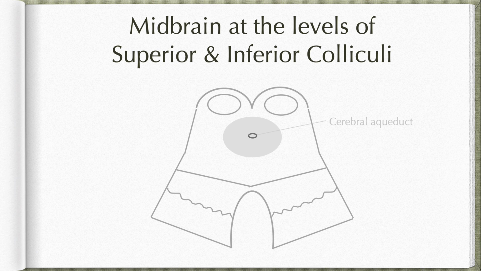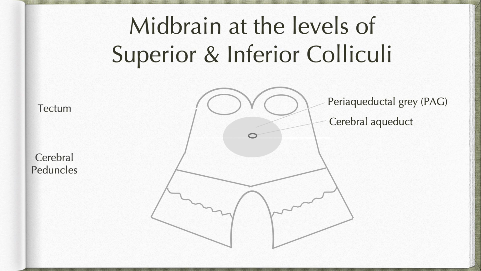Right in the middle, we have cerebral aqueduct surrounded by a mass of grey matter known as periaqueductal grey or PAG. We can divide the midbrain into anterior and posterior parts by an imaginary plane passing just in front of the cerebral aqueduct. The anterior part is made up of a pair of cerebral peduncles and the posterior part is known as tectum.